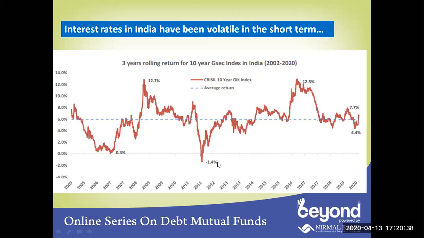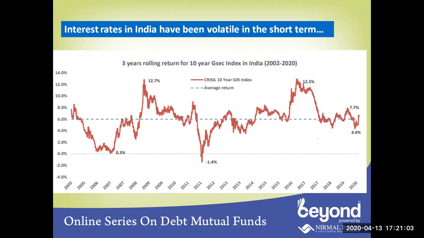So it was as low as minus 1.14 in 3 years, and as high as 12.5 or 12.7% in 3 years. So this kind of volatility we have witnessed in the 10-year GSEC. I am talking about the duration perspective. This is like a plain vanilla chart of the 10-year GSEC.